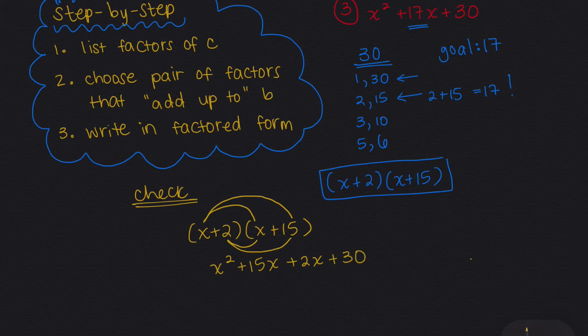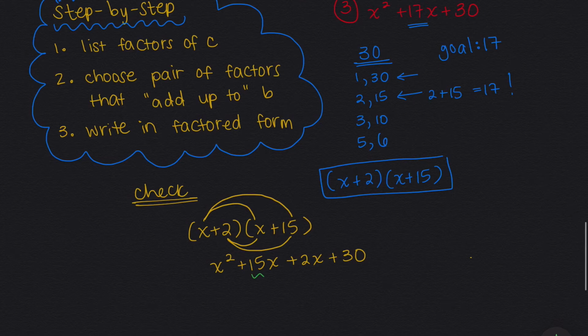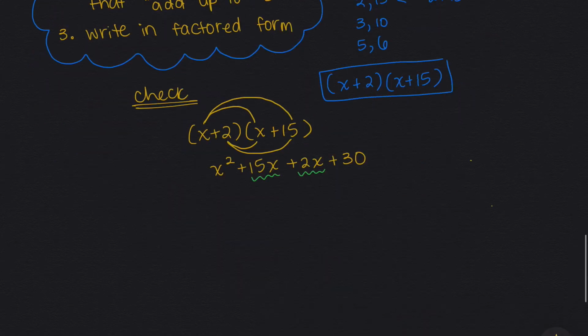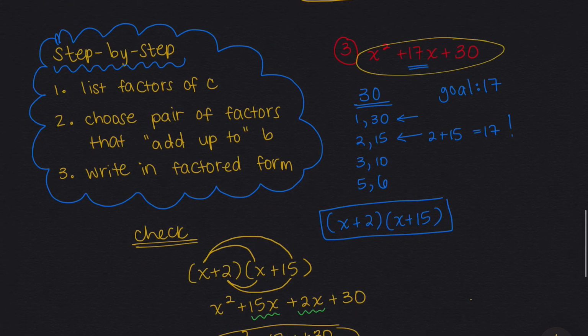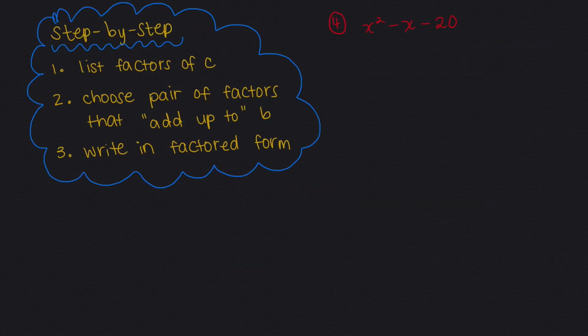We're looking for like terms here, and we see that 15x and 2x are like terms, so we can combine them, and we get x squared plus 17x plus 30. Comparing this to our original, we see that they're exactly the same, and that lets us know that we factored correctly. Now, you might be wondering why in our step-by-step, I put these words add up to in parentheses.